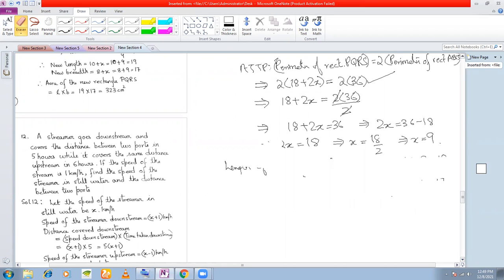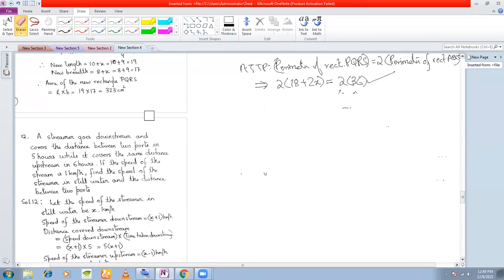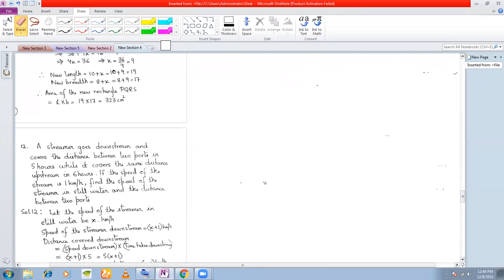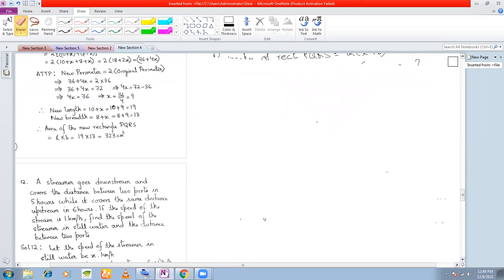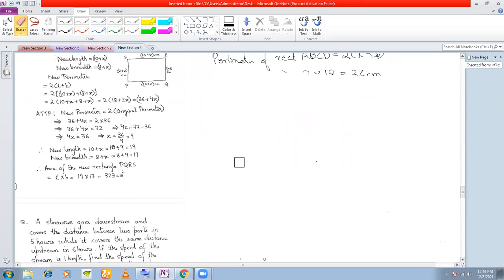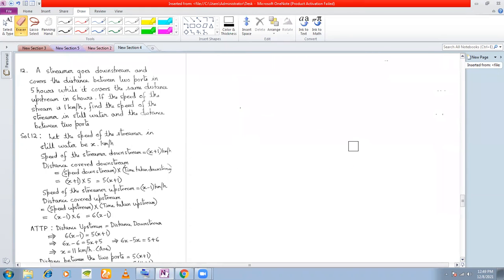Okay, number 12. In number 12, the question states a streamer goes downstream and covers the distance between two ports in 5 hours, while it covers the same distance upstream in 6 hours. If the speed of the stream is 1 kilometer per hour, find the speed of the streamer in still water and distance between the ports.